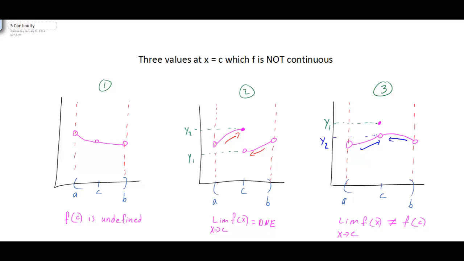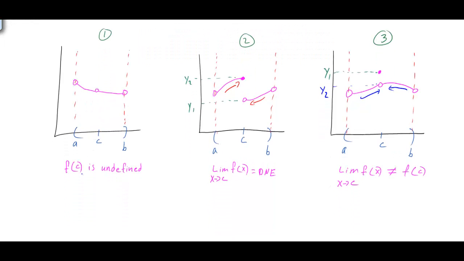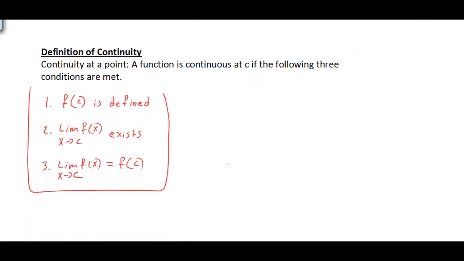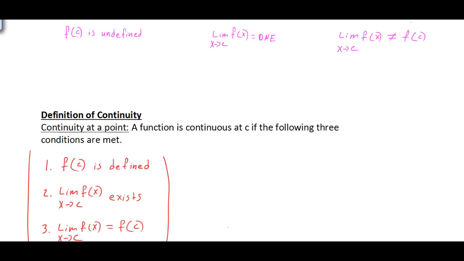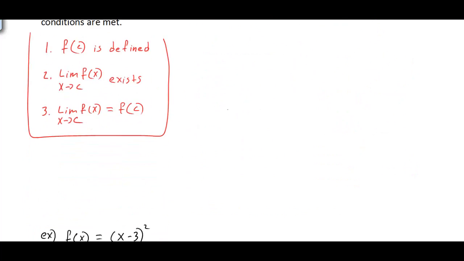So here we have three different situations indicating a discontinuity at a point. The first one is the function is undefined at c, or the limit does not exist as x approaches some point c, or the limit of f of x does not equal the function evaluated at the point. So if we look at the definition of continuity at a particular point, a function is continuous at c if the following three conditions are met. And this is referring to the three examples that we just looked at.